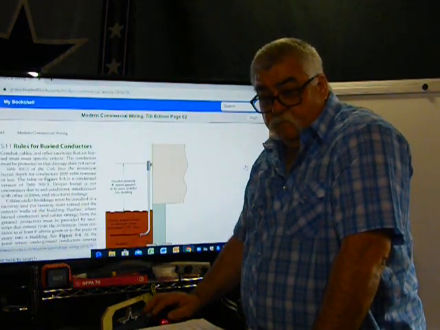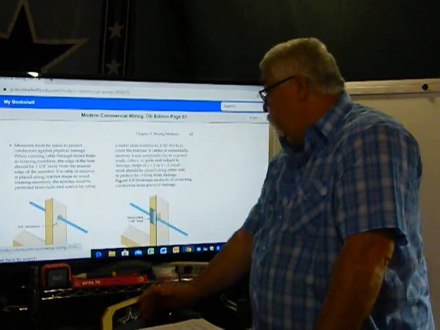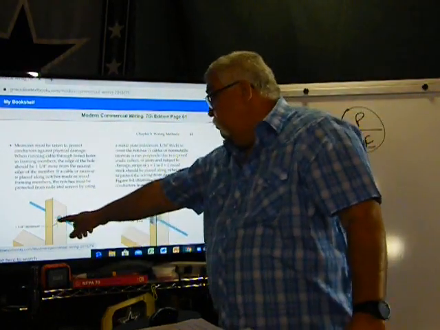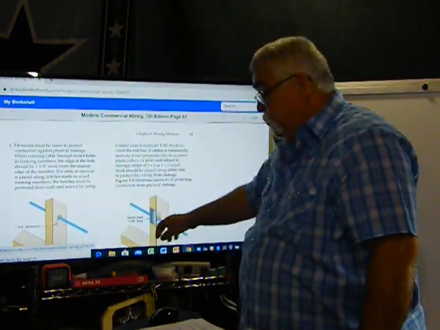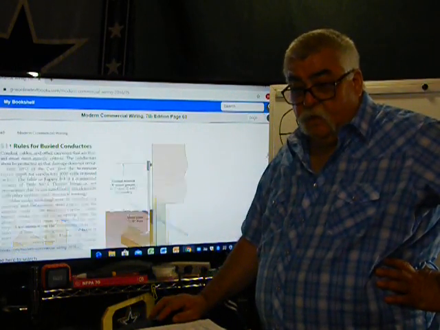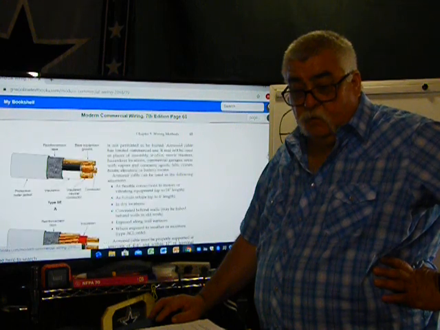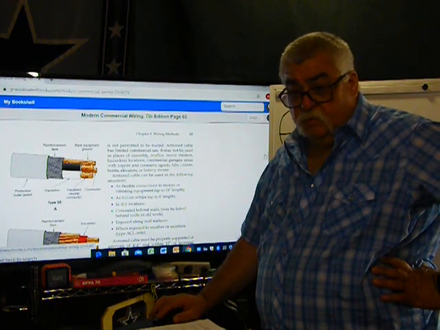Wiring methods. If you can't stay 1.25 inches from the edge, then you have to put protective plates. I think it was the next one. Your different types of cables.